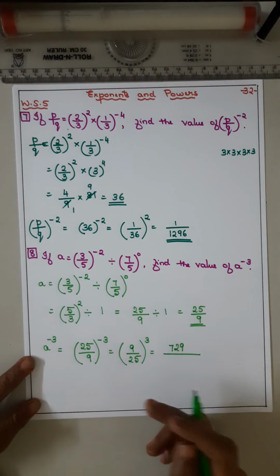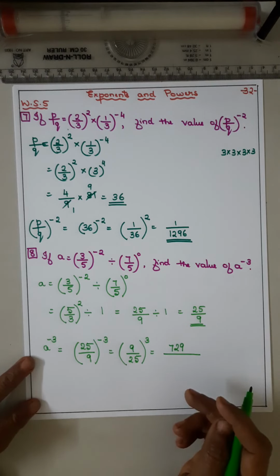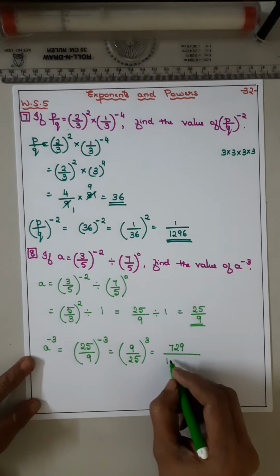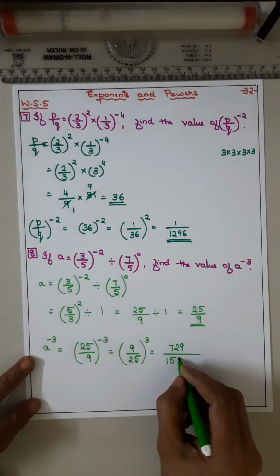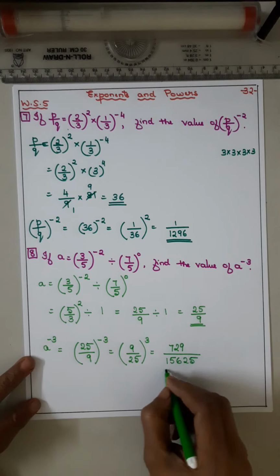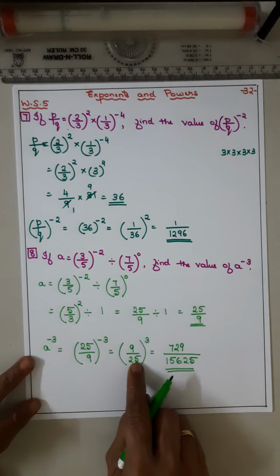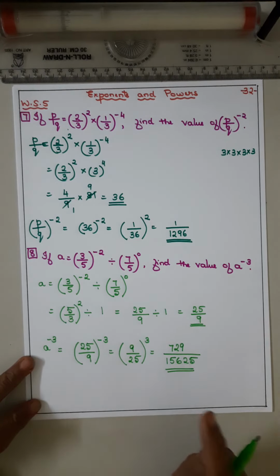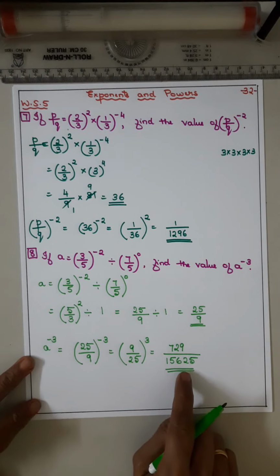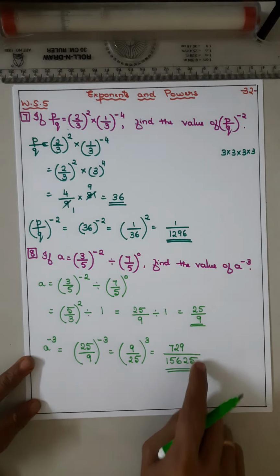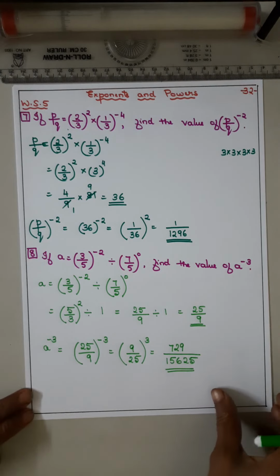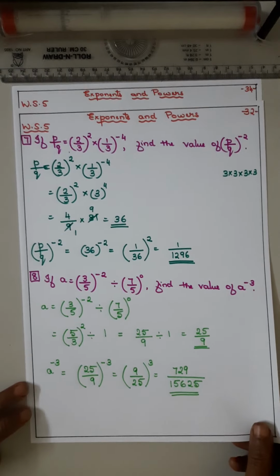Now 25 25s are 625. 625 into 25, if you multiply, it will be 15625. So 25 cube, 25 25s are 625 and again multiplied by 25 you will get 15625. So the final answer is 729 upon 15625. So that was about question number 8.